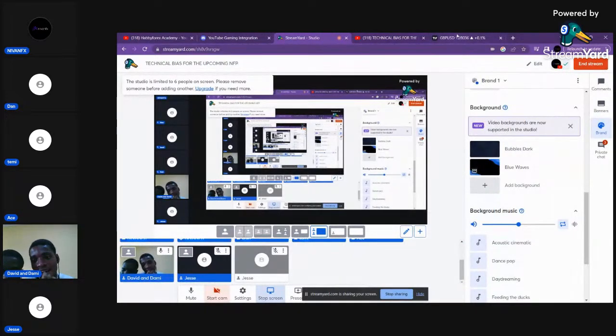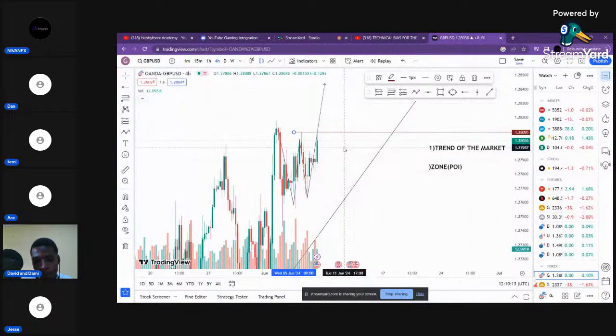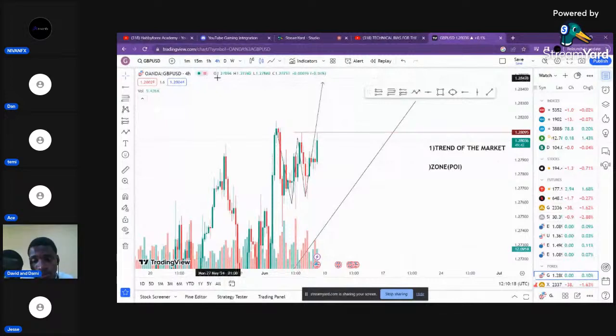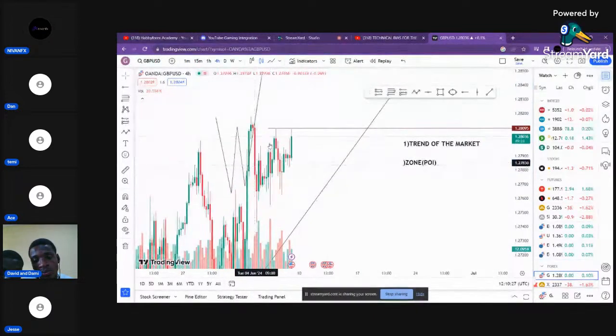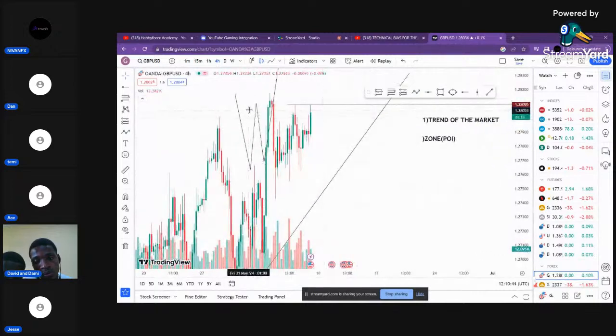So what I was saying is that we should be expecting price to push to the upside on GBP, because our confluences are a bullish trend, number one, and on the 4 hour time frame we are seeing what we call a double top, a double bottom. If price is able to push above this zone, we'll have a more sure confluence for our buying bias.